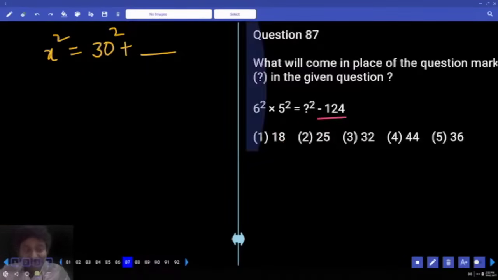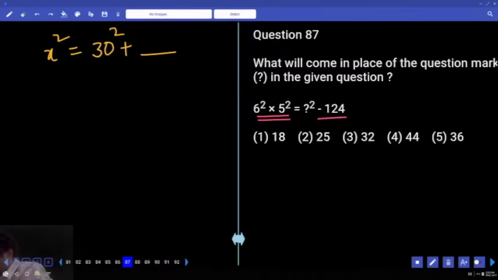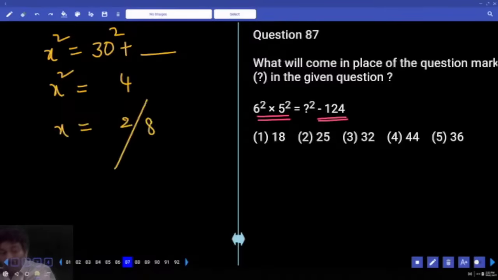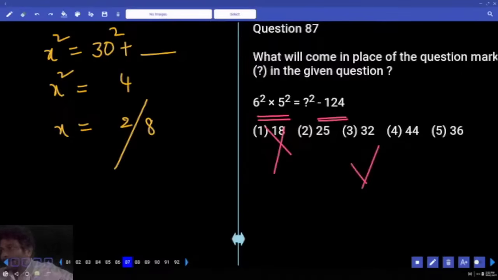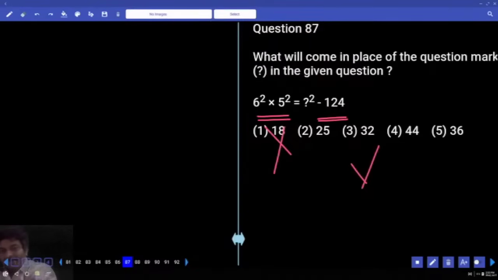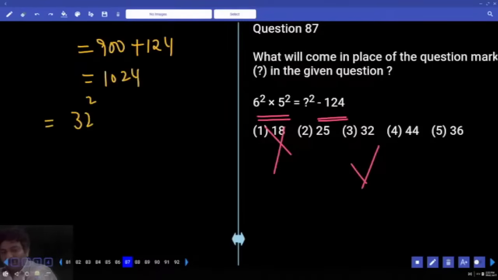If the right hand side negative number comes to left hand side, the left hand side number is ending with 0. The right hand side negative number comes to left hand side and becomes positive. When both of those numbers are added, that ends with 4. If x square is ending with 4, x should end with either 2 or 8. 8 is already eliminated. 32 final. Otherwise 30 square 900 plus 124 is 1024, 32 square.